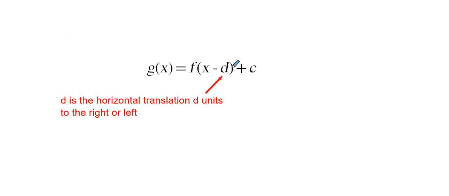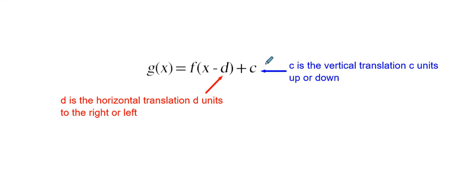The d value here is the horizontal translation, and that's going to translate it d units left or right. And I'll explain the left and right piece here in just a moment. Likewise, we have the c value, and c is the vertical translation, and it's going to shift it c units up or down. So let's look at this left or right piece first.